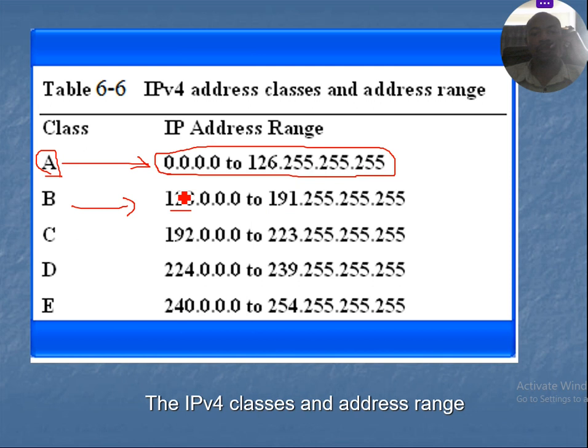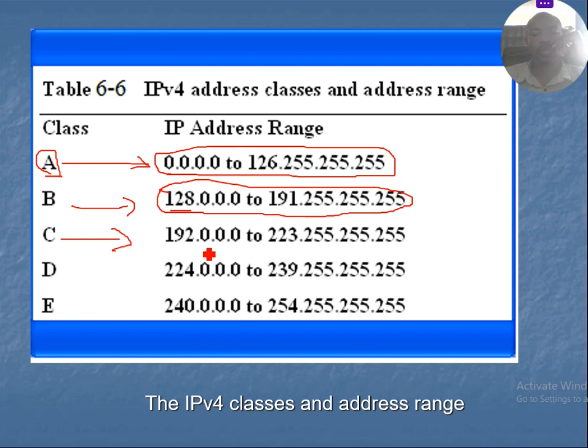For class C, we now start from 192. So class C will be 192.0.0.0 all the way to 223.225.225.225. You can see the difference where this one stops and this one starts. Then for class C, we start from 192.0.0.0 up to 223.225.225.225.